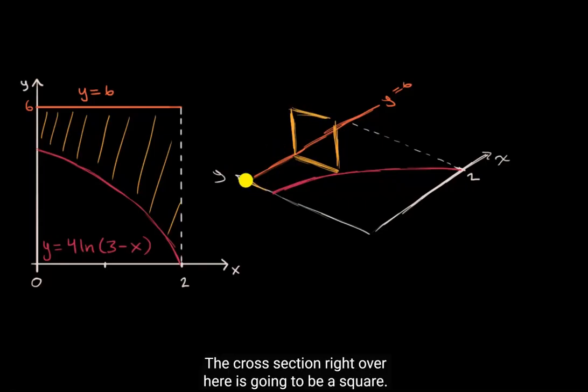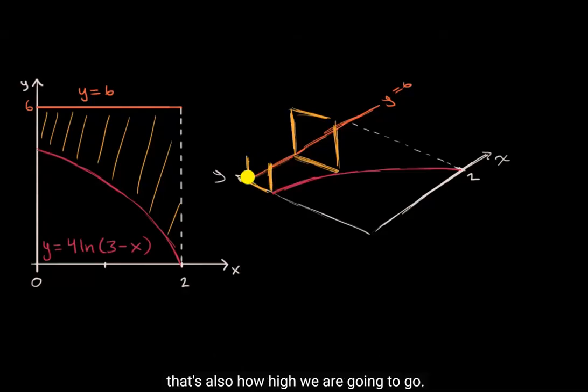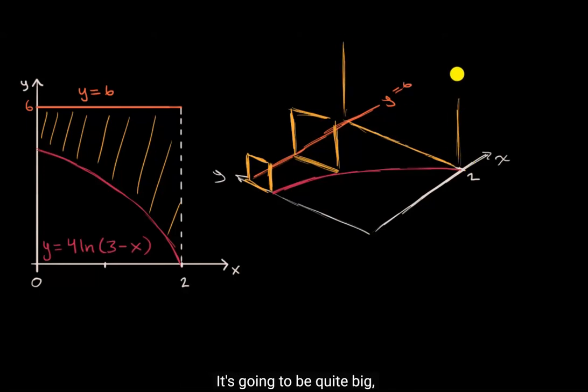The cross-section right over here is going to be a square. Whatever the difference between these two functions is, that's also how high we are going to go. This length, which is 6 at this point, is also going to be the height. It is going to be a square. It's going to be quite big.